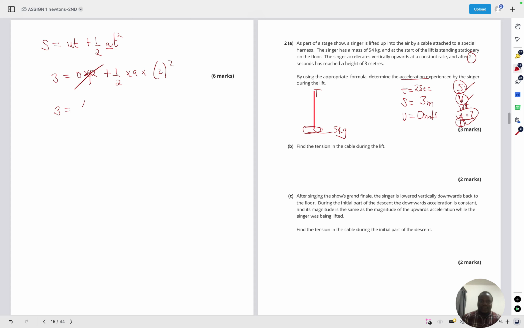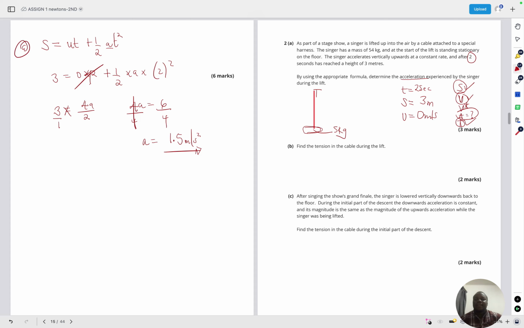4 times a gives us 4a over 2, and then here we can just cross multiply to give us 4a being equal to 6. If we divide by 4, we find that a is equal to 6 divided by 4, which gives you 1.5. So it means the acceleration is 1.5 meters per second squared. This is our acceleration for part A. What is important is actually looking at the variables that you have, and then once you have that, you can work it out. So this is our answer for A.